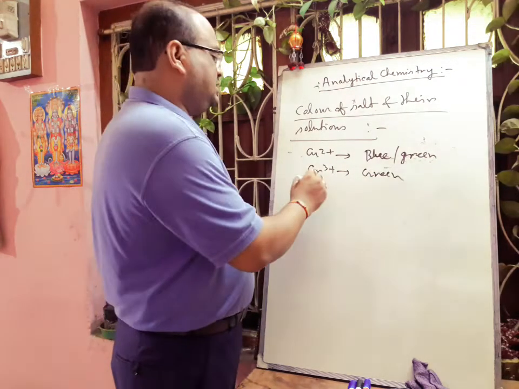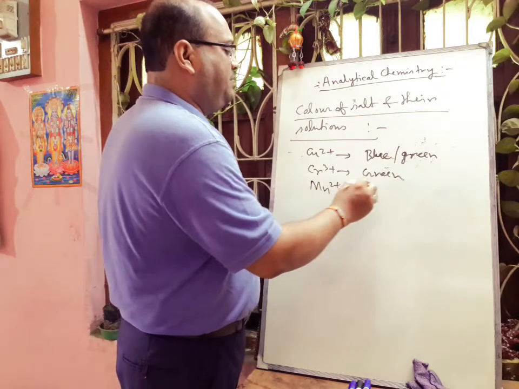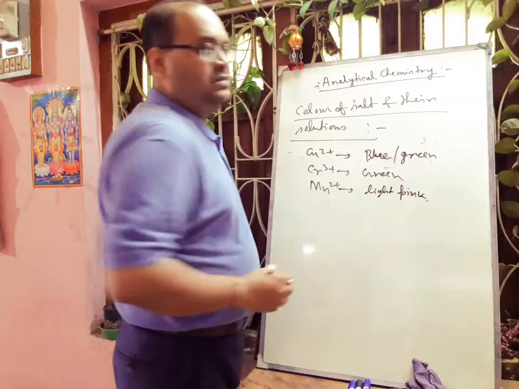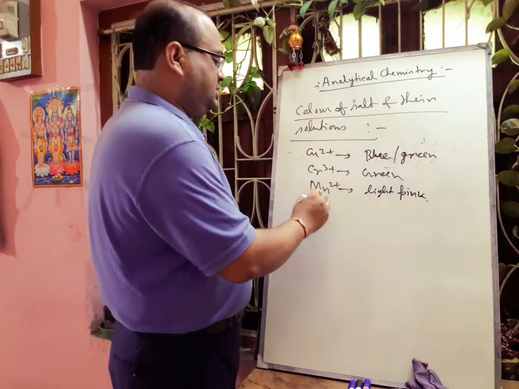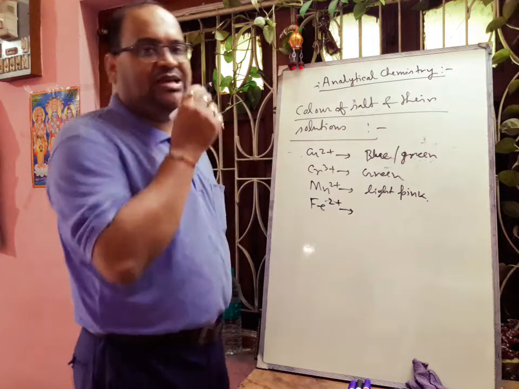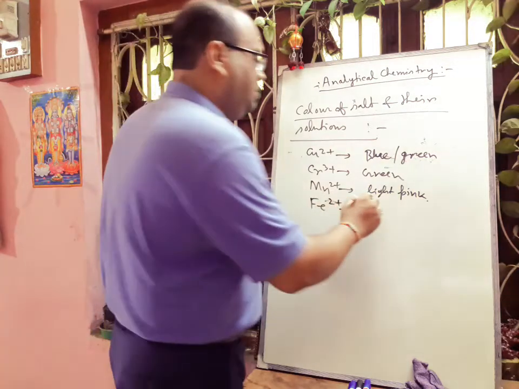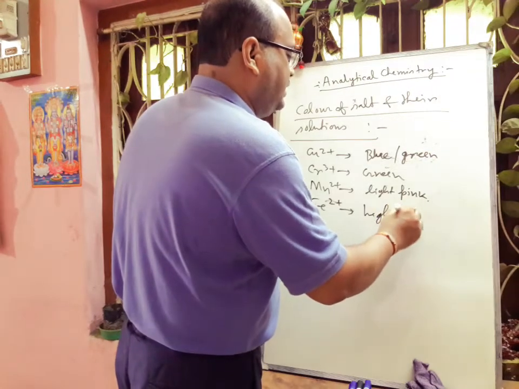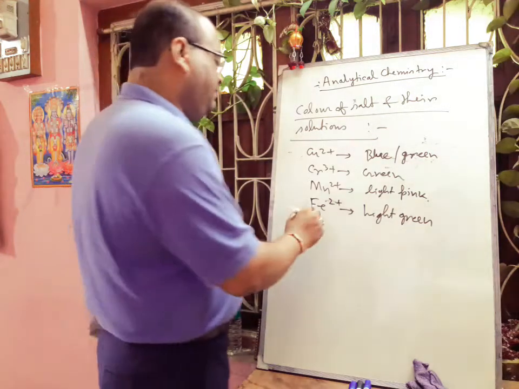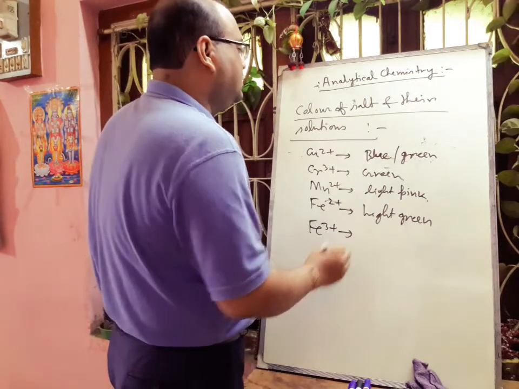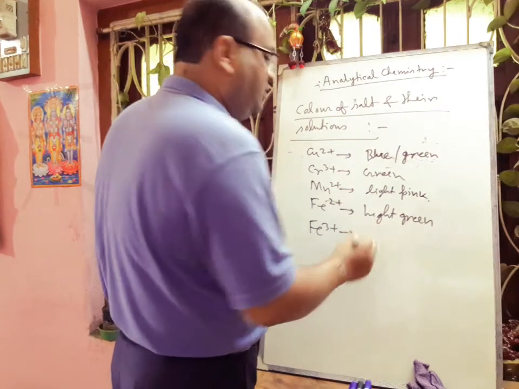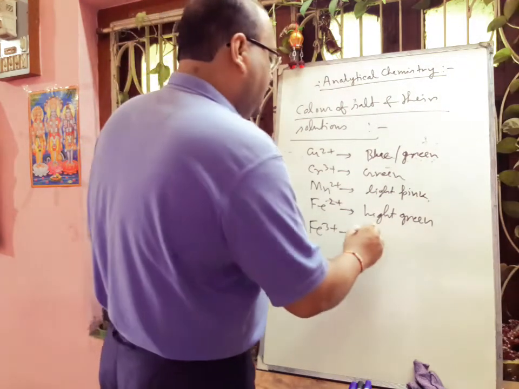Next Mn2 plus, very light pink color. Next Fe2 plus. Generally Fe2 plus salts are light green color, so the solution will also be light green. Again I am telling you, you have to remember this color. Fe3 plus, whether in salt or in solution, may be light yellow color or brown color. So you can write yellow or brown.